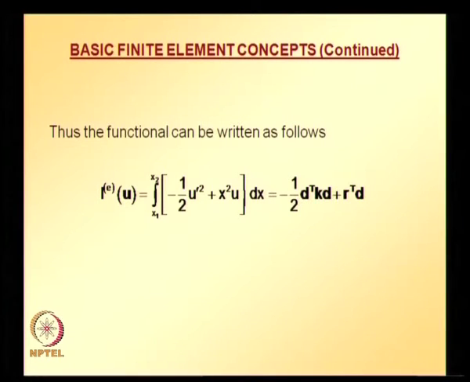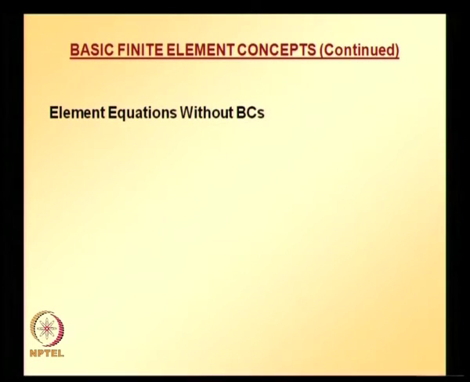So, you got the first term, you got the second term, you put them together. This is the equivalent functional for a typical element for which the boundary terms, that is u at x is equal to 1, is not a part of it. For that particular kind of element, this is the equivalent functional, and now you apply the stationarity conditions, element equations without BCs, without boundary conditions.